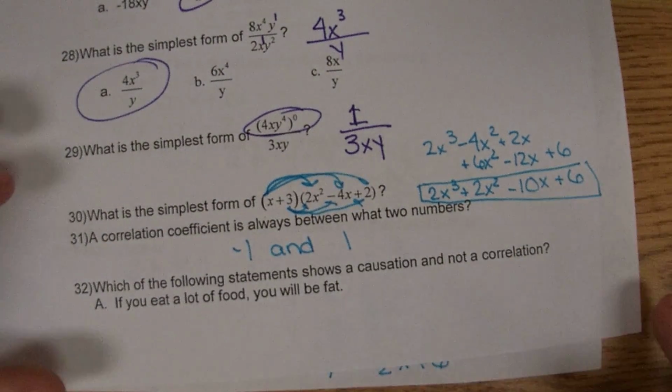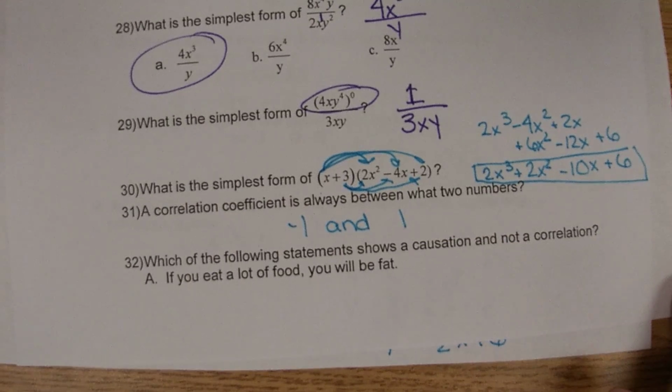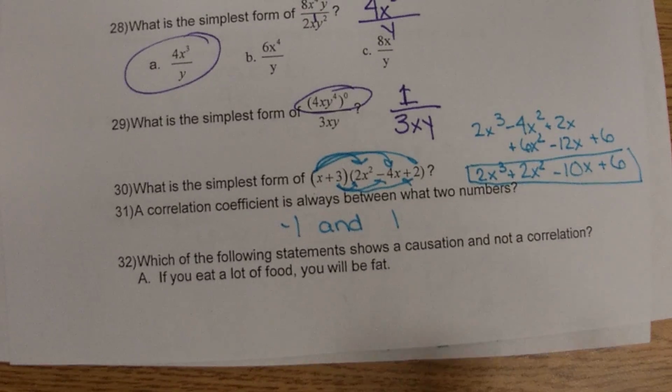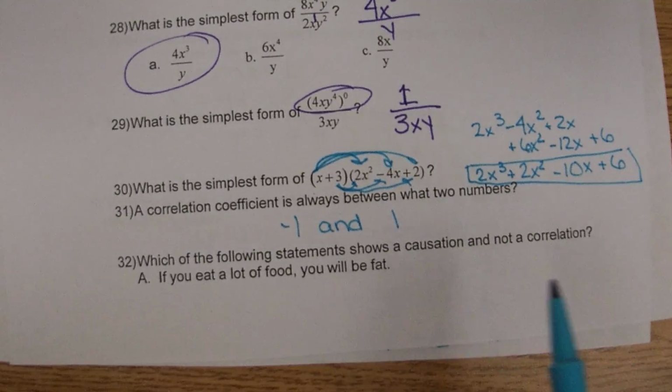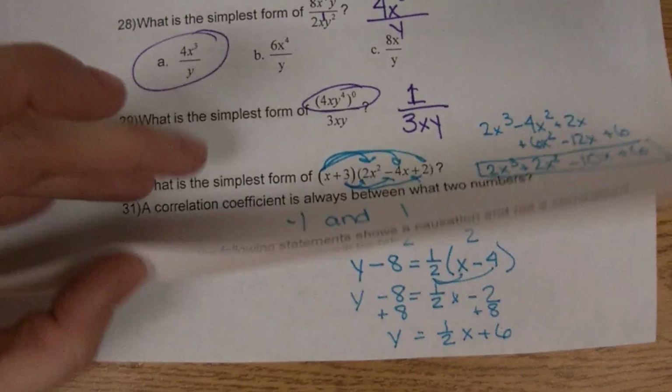32, sorry, this photocopied onto the next page, but we'll go ahead and finish it. Okay, a causation is direct cause and effect. A correlation is just a relationship. So A, if you eat a lot of food, you will be fat. That's not necessarily true. You could do a lot of exercise as well. So that is not a causation.